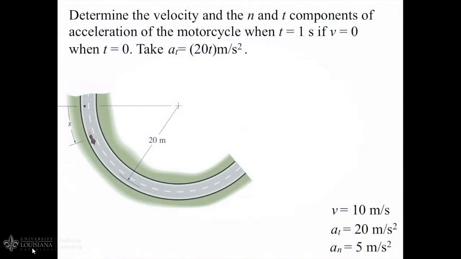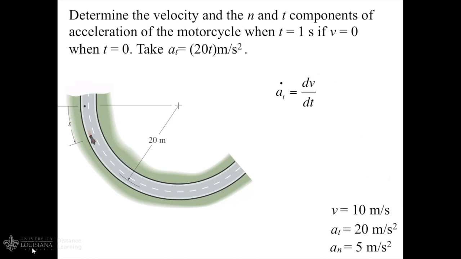Well, to solve the problem, the first thing we'll do is determine the velocity of the motorcycle. And to do that, we'll use this equation. A sub t is a function of time, so we set this equal to 20t and multiply it by dt, and then we can integrate both sides. On this side of the equation, I would integrate from t equaling 0 to 1 second, and on this side, I'd integrate from a velocity of 0 to a velocity v. When you carry through the integration, you get the answer of 10 meters per second for the velocity of the motorcycle.